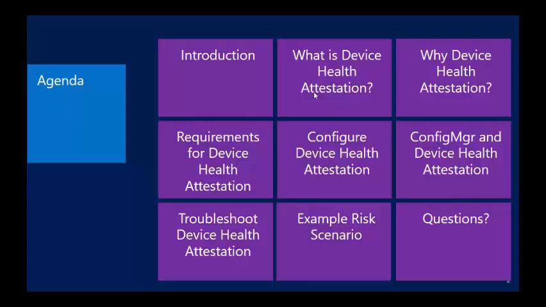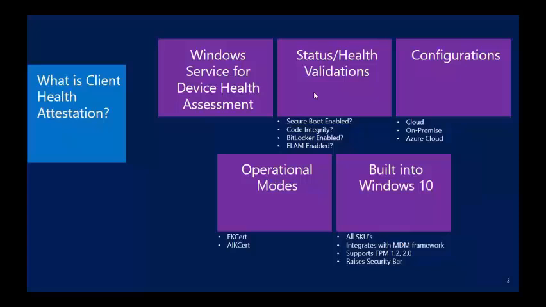And I'll just go ahead and say, because I may forget to say it a bit later, that in the Config Manager current branch world today, as of build 1610, Device Health Attestation support was first introduced in build 1602 of Config Manager. It hasn't changed through build 1610. We really only natively support read-only about Device Health Attestation as of this recording. Who knows what the future will hold? And then finally, we'll talk about troubleshooting Device Health Attestation. I want to give a specific risk scenario, and then we will be done.